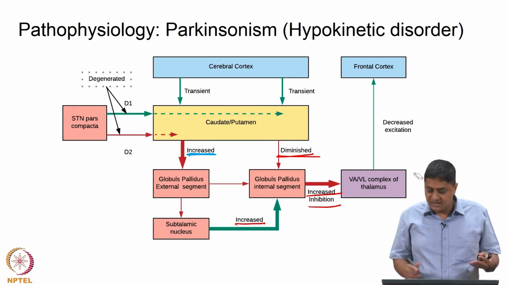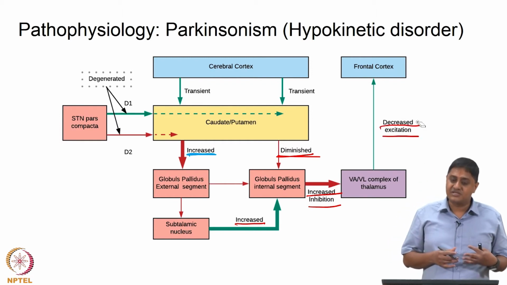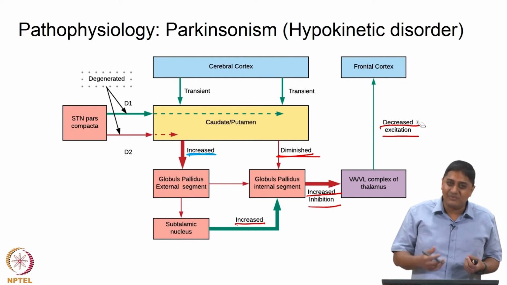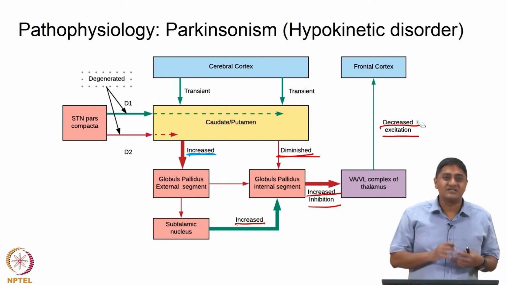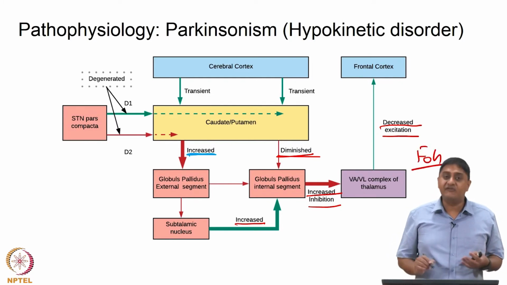So, essentially there is decreased excitation of the thalamocortical neurons, there is decreased excitation of the frontal cortex. Essentially the person wants to do something, but he is not able to do that act, right. The patient wants to take a step, he is not able to take that step, which is what results in what is called freezing of gait.